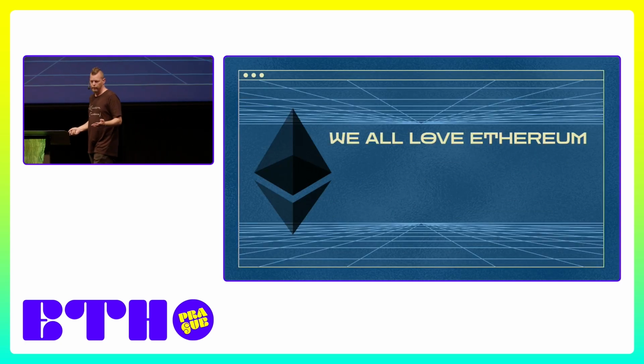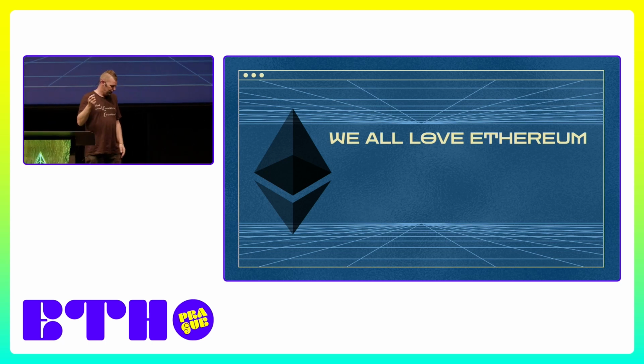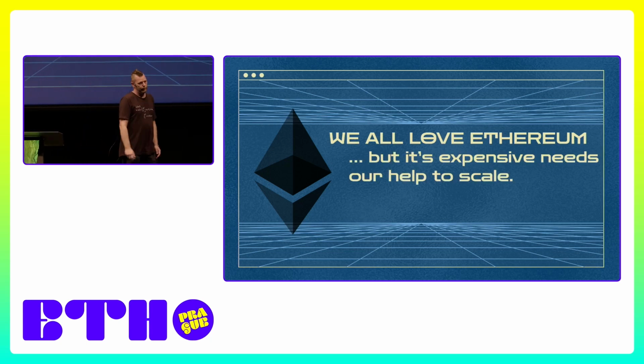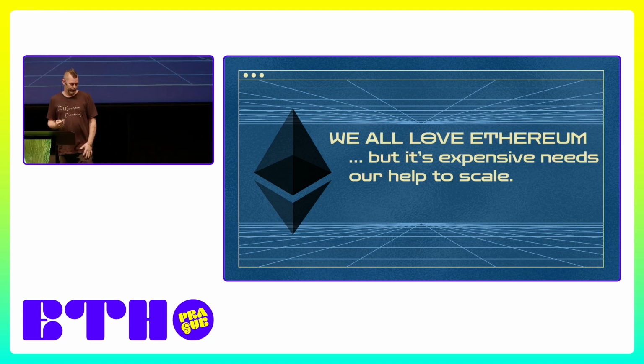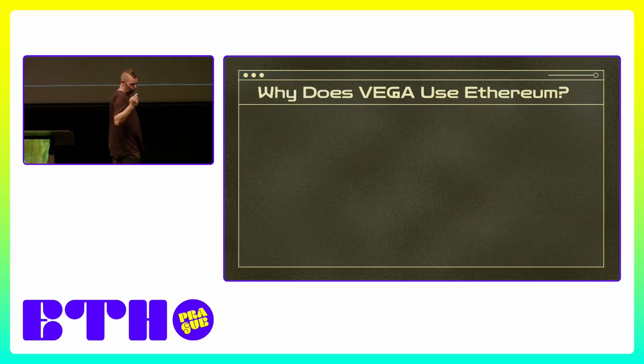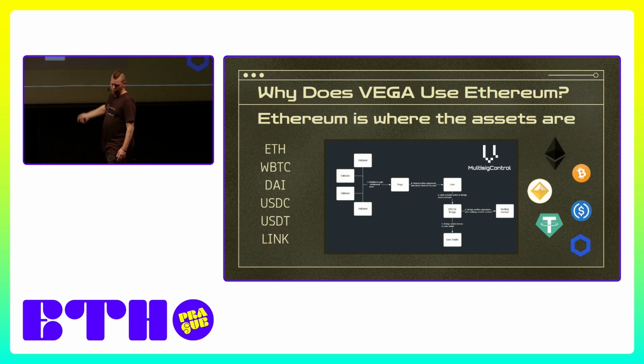So we're all here at ETHProg because we love Ethereum. Everyone here, hopefully, loves Ethereum. If there are any haters out here, you're probably in the wrong place. But Ethereum has a problem. Clearly, it's slow, it's expensive, it doesn't scale very well, so it needs our help to scale. So why do we use it at Vega? Well, that's where the assets are. The cash in cash-settled futures is DAI, ETH, these guys.